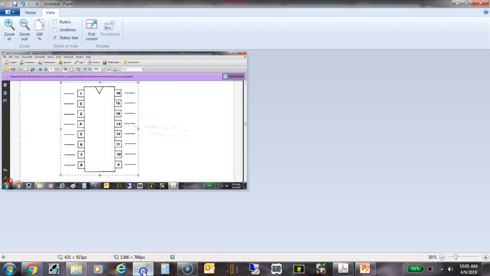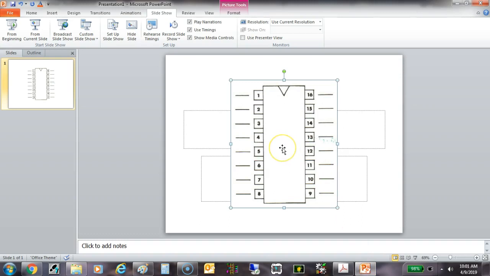We need to draw the pinout. It's a standard 16-pin DIP, so you need to lay this out. Then we need to come back and assign these pins. So go ahead and pause this and draw it as good as you can on page 94.